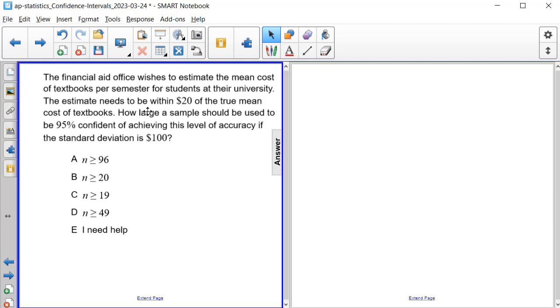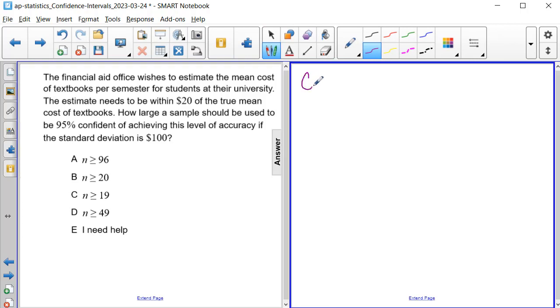The Financial Aid Office wishes to estimate the mean cost of textbooks per semester for students at their university. The estimate needs to be within $20 of the true mean cost of textbooks. How large a sample should be used to be 95% confident of achieving this level of accuracy if the standard deviation is $100?